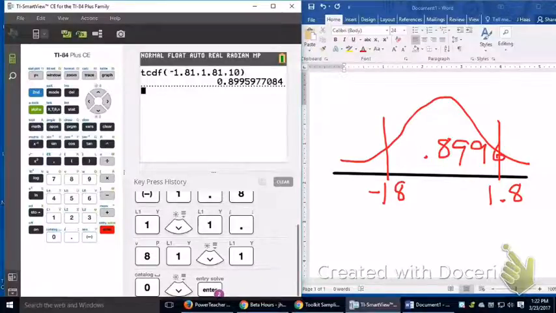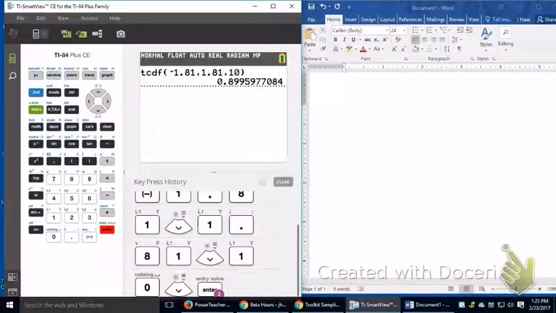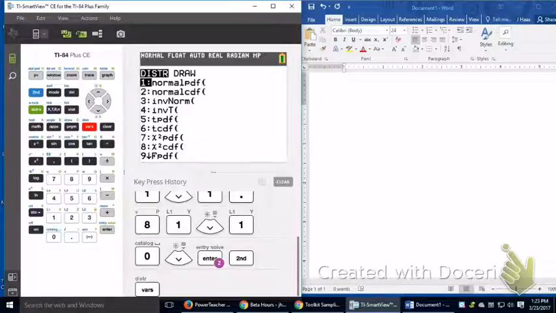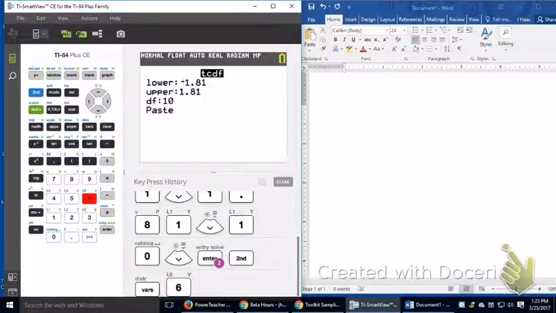Okay, just to do one more of these, I'm looking at the next one with part C, 24 degrees of freedom. Part B, looking from negative 2.23. I just go back to my distribution, tCDF option 6. And this time do negative 2.23.